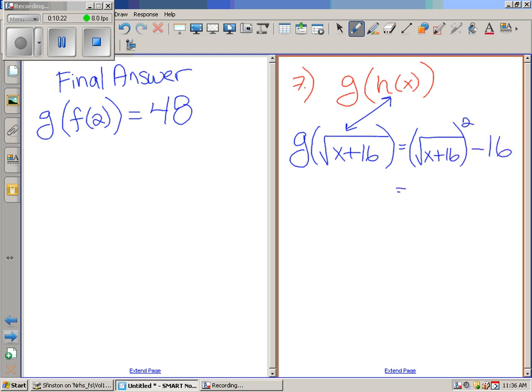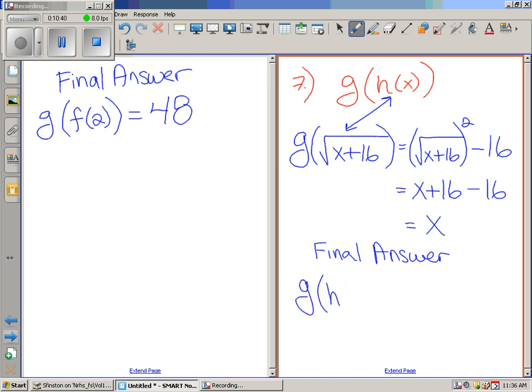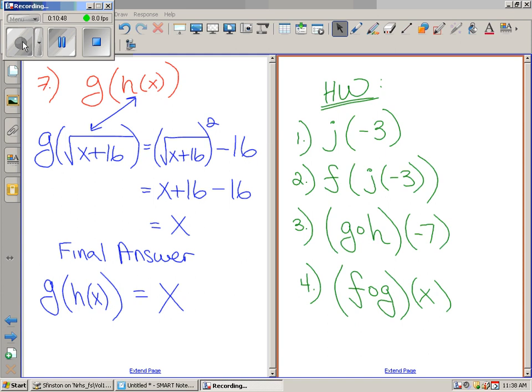Yep, because squaring the square root undoes it, that equals x. And therefore, the final answer to this problem is that g of h of x equals x. Let's record this. And there's your homework. All I want you to do is use the equations that we started with and tackle these 4 problems.